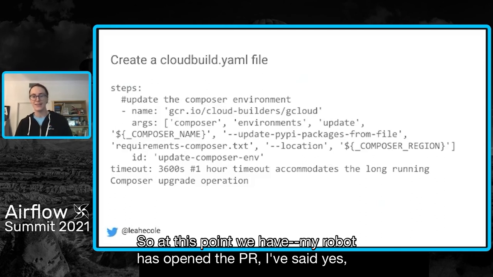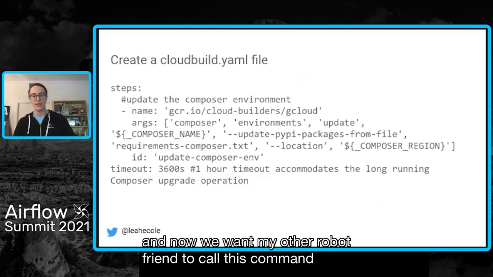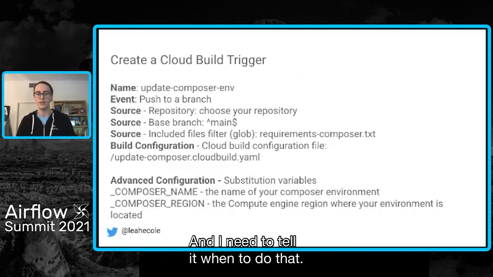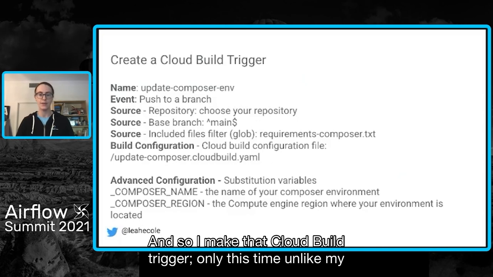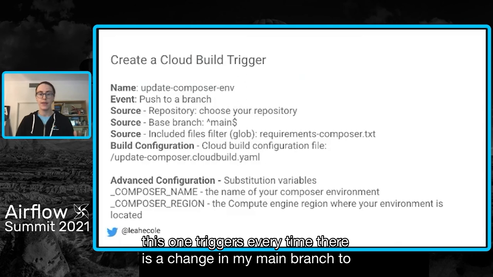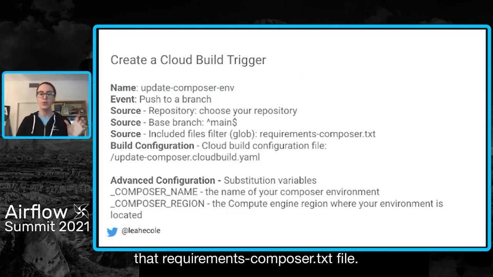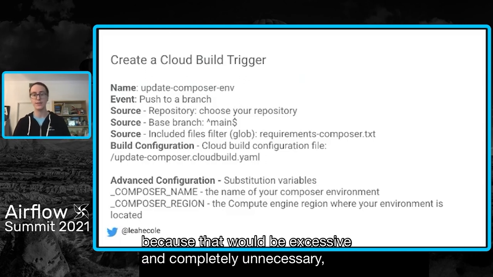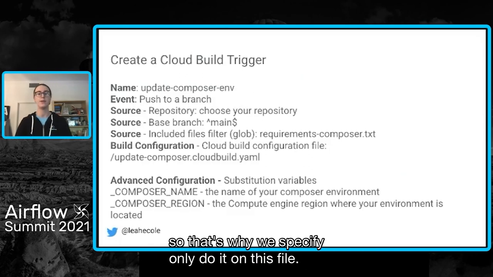So at this point, my robot has opened the PR. I've said yes. And now we want my other robot friend to call this command to update my environment. And I need to tell it when to do that. And so I make that Cloud Build trigger, only this time, unlike my last Cloud Build job, which triggers every time a pull request is opened, this one triggers every time there is a change in my main branch to that requirements-composer.txt file. I don't want it to run every time there's a change to the main branch because that would be excessive and completely unnecessary.